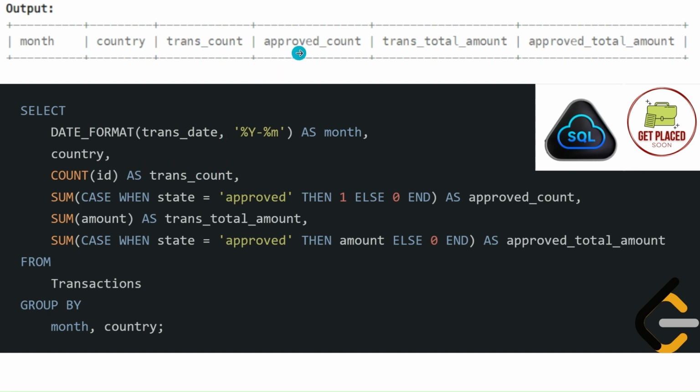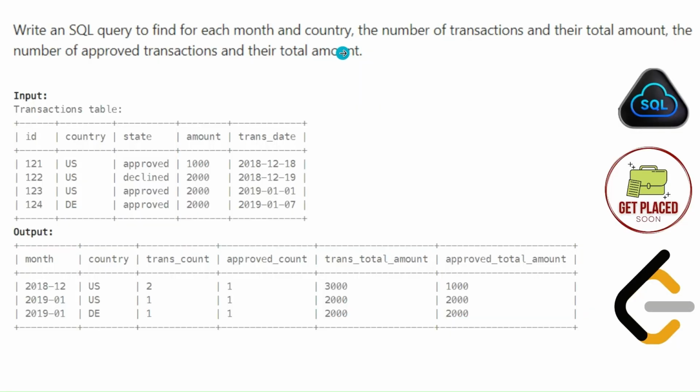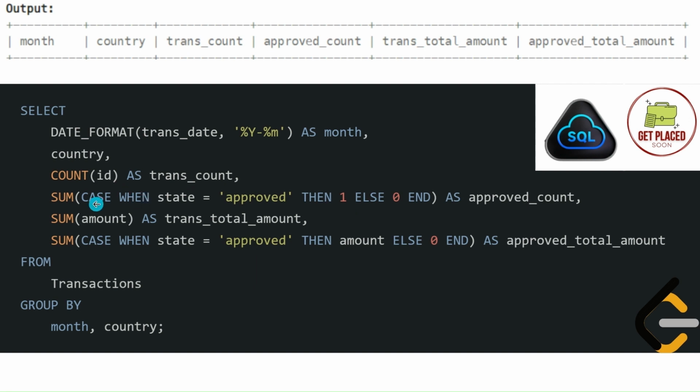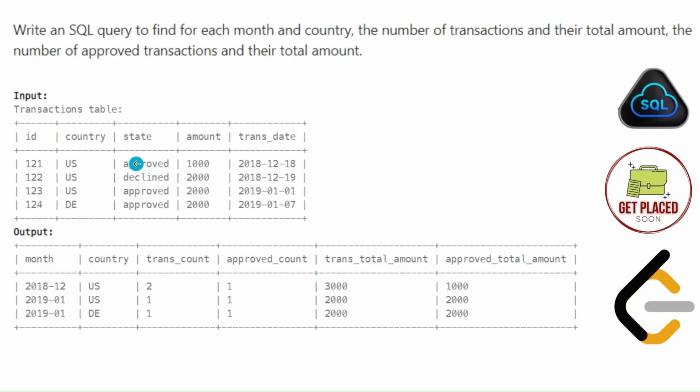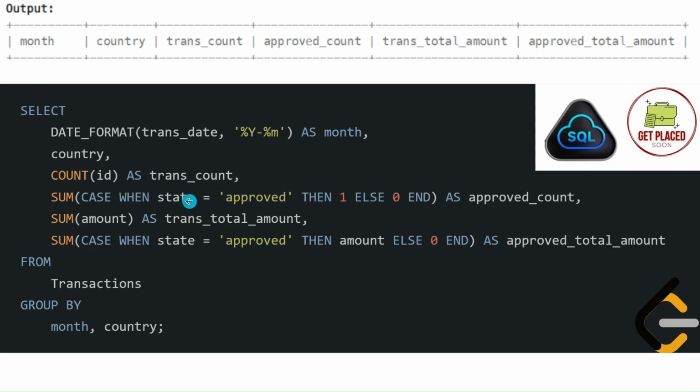Now moving ahead with the next column, approved_count. We need to count number of times it got approved. We will use this case format. We have discussed how to write this syntax in the earlier videos also. If you haven't watched them, then make sure you watch them. So first thing we will do is, when state is equals to approved, then we will count it as 1. If it is declined, we will count it as 0. So if state is equals to approved, then 1, else 0. And as per the syntax, at the end of the case statement, we will mention end.